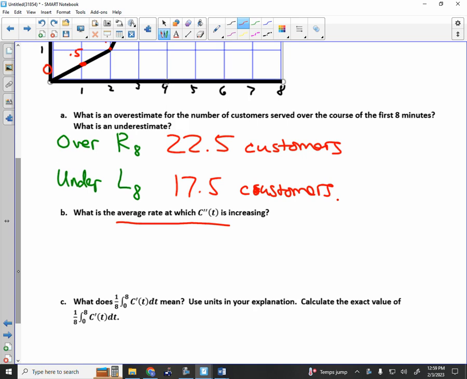Now, you've got two options here. You either use slope to find your answer, or you use this thing, 1 over b minus a times the integral from a to b of f of t dt. I want you to talk with the person next to you. Do you think you use slope, or do you think you use this one? Ready, set, go. Talk.